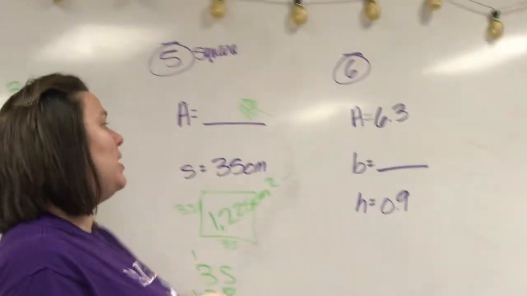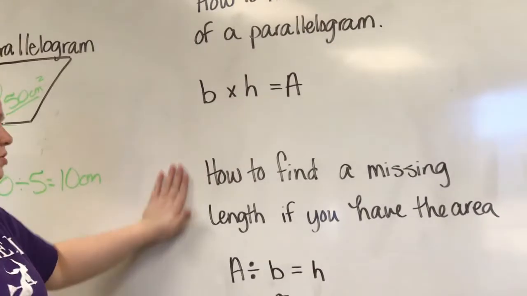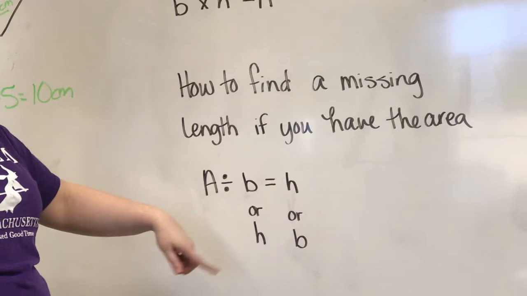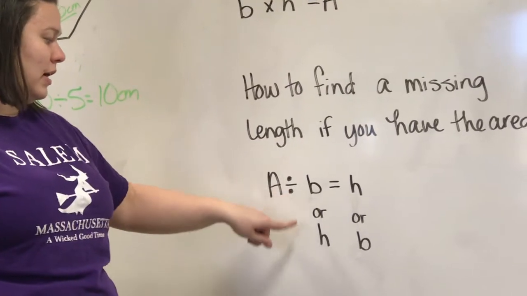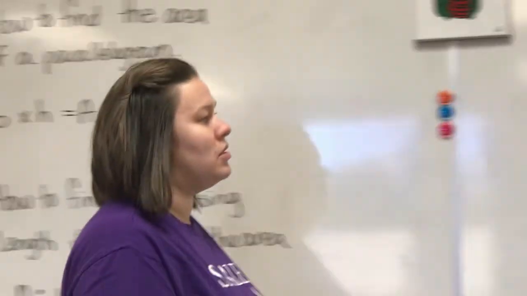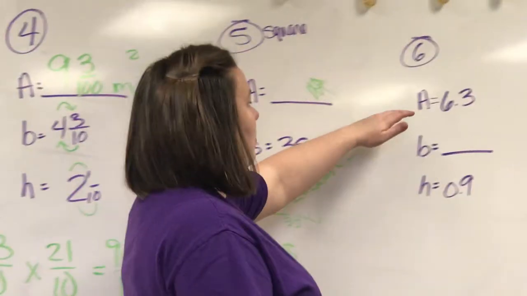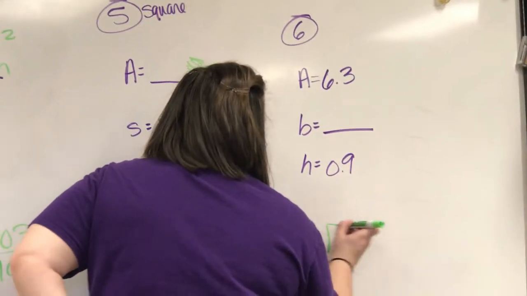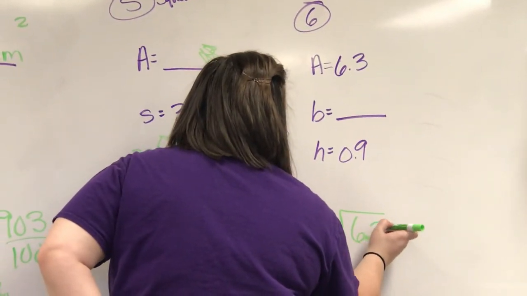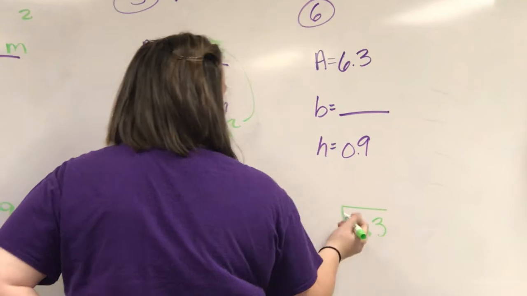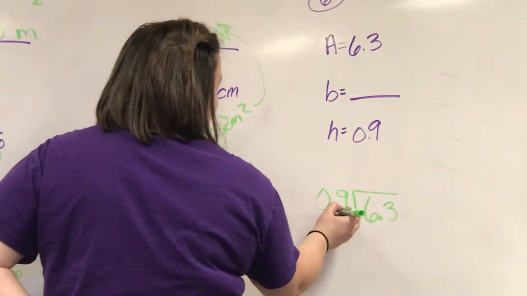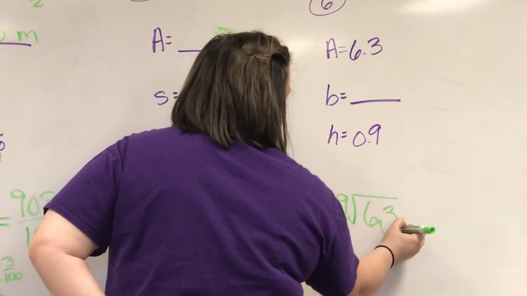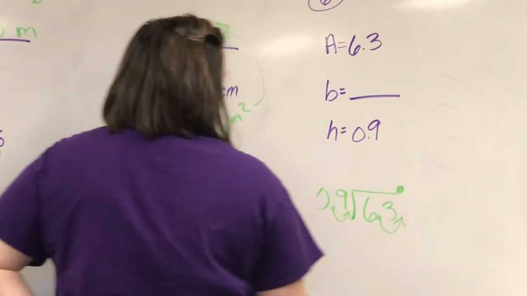Number 6, that's where it changed. You're trying to find a base because the area is already given to you. So if you go all the way back here to your notes, you are trying to find a base. Your area is given to you. So you go area divided by your height equals your base. Our area is given to us. That goes inside the house. 6.3. Our height, 0.9. We do not like decimals on the outside of our house. Move it once, move it once, move your decimal straight up.